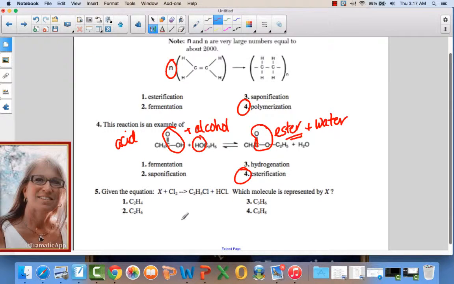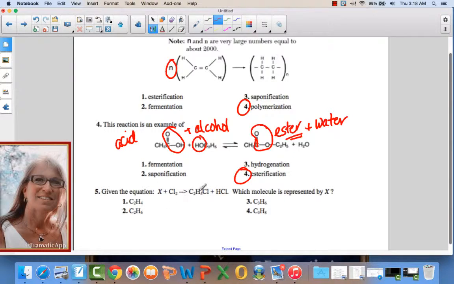Alright, winding down with these reactions. Something plus Cl2 yields C2H5Cl plus HCl. Well, there's two specific reactions in organic chemistry. One is called addition and one is called substitution. Addition, you start with an unsaturated hydrocarbon, meaning a double or triple bond. You break it, put single bonds, and you add everything. Addition, add it all, so you only have one product. In substitution, you're taking something off, putting something on, and you wind up with two products.